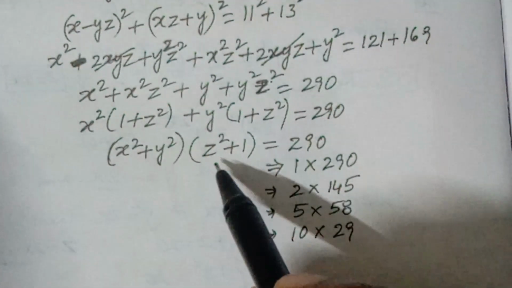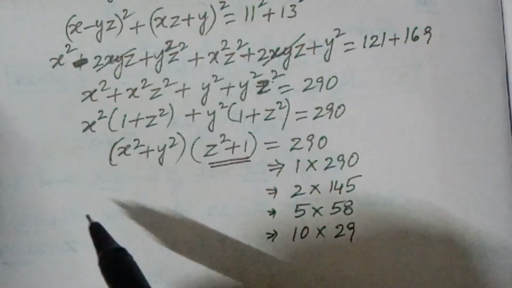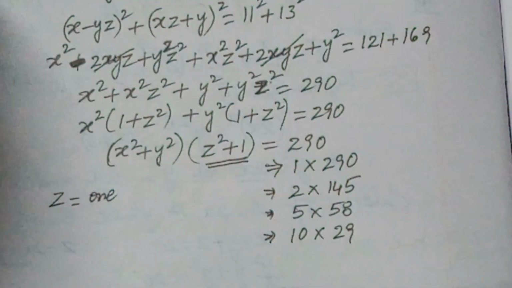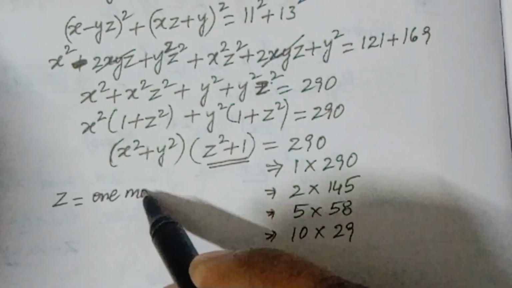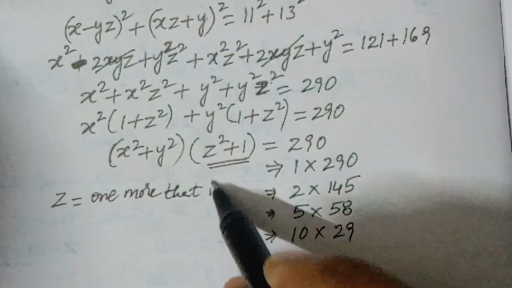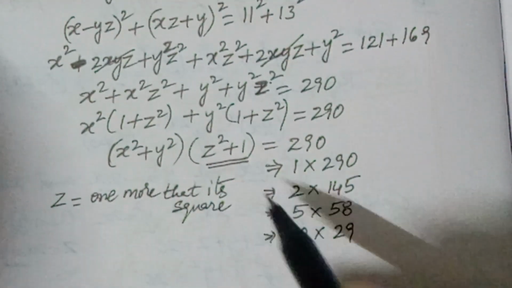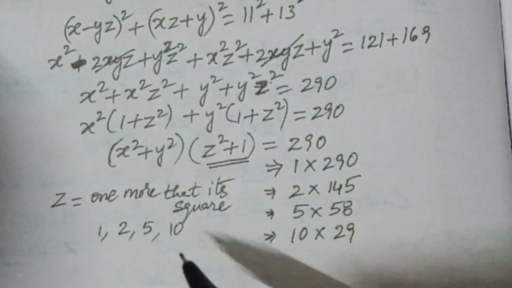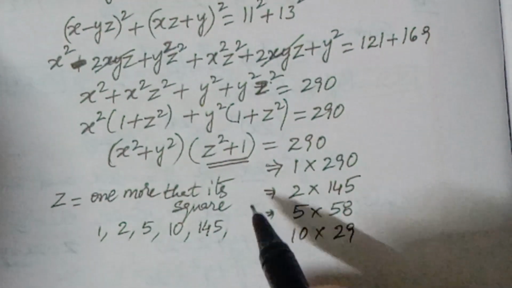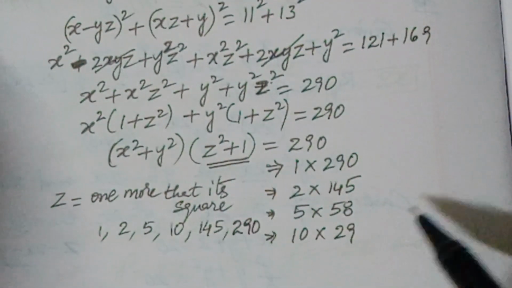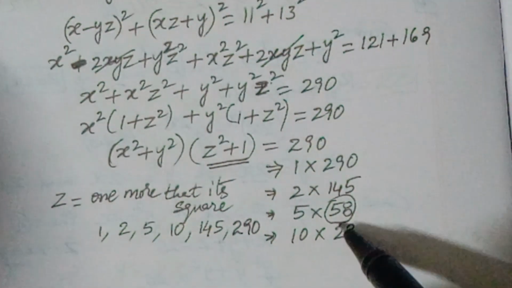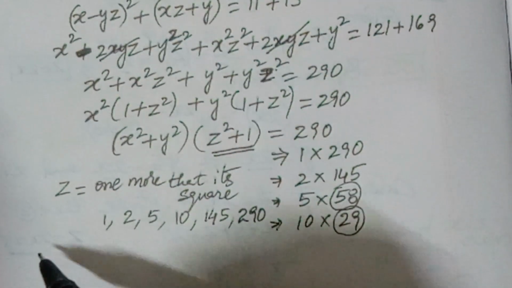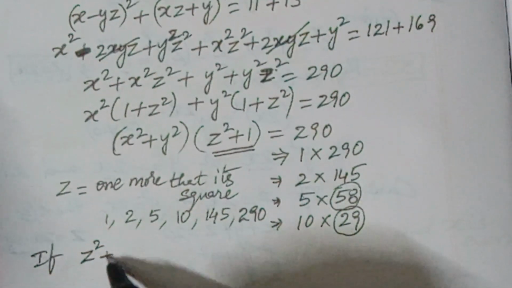Now you will compare with the z value. z square plus 1 should be one more than a square, so z value should be such that z square plus 1 is one of these factors. So here you can take 1, 2, 5, 10, 145, and 290. The 58 we are leaving, and 29 also we are leaving. The remaining we are taking.